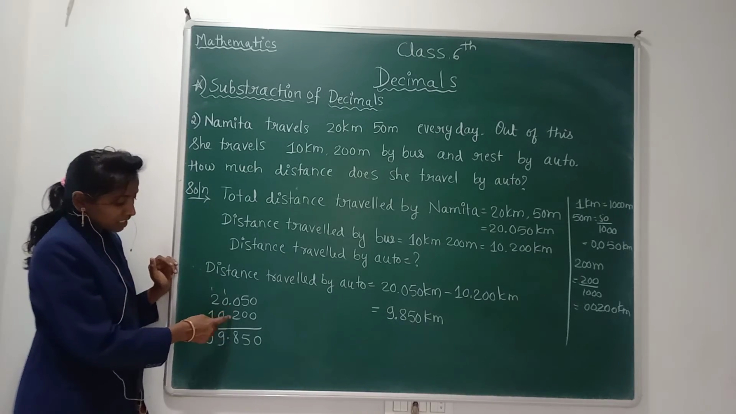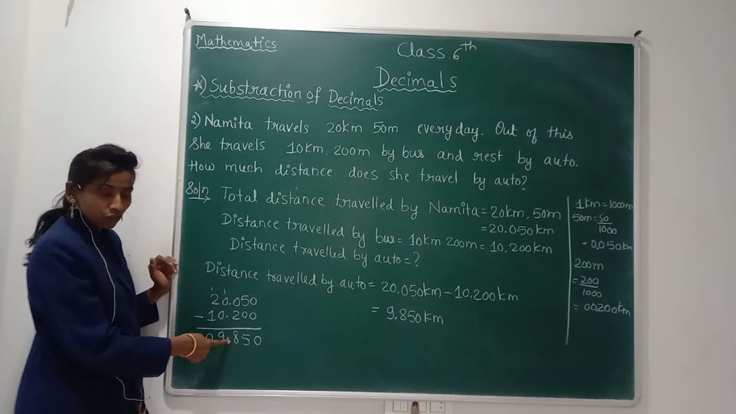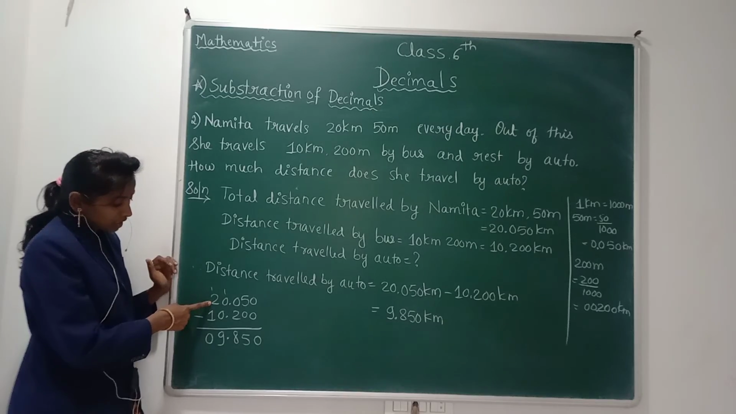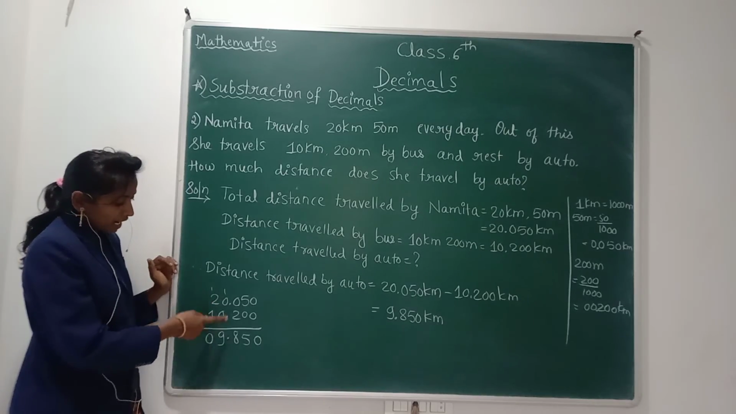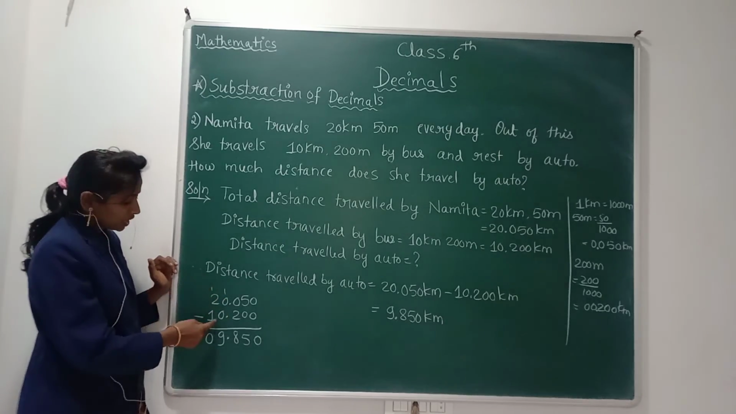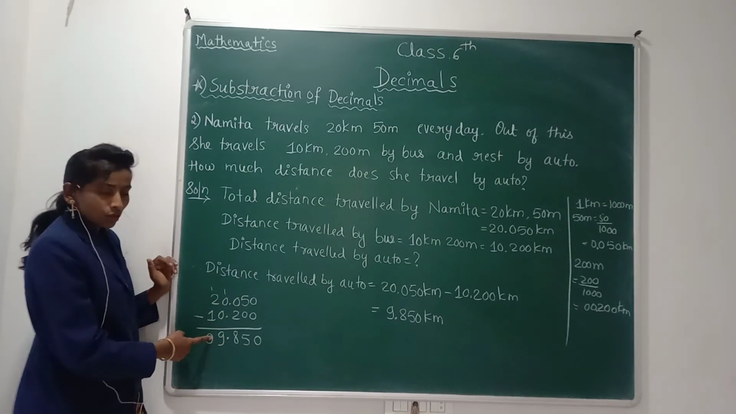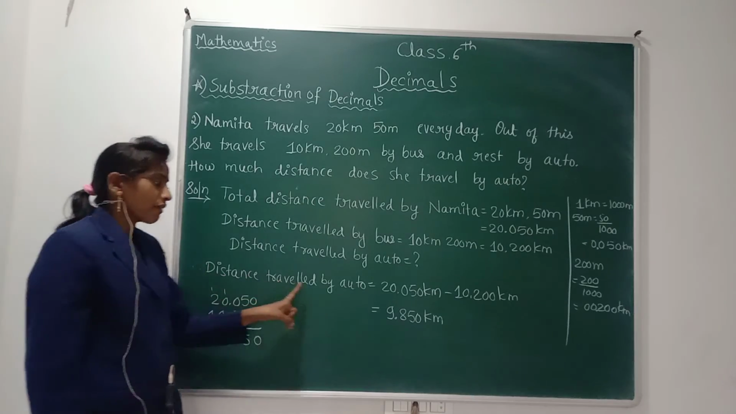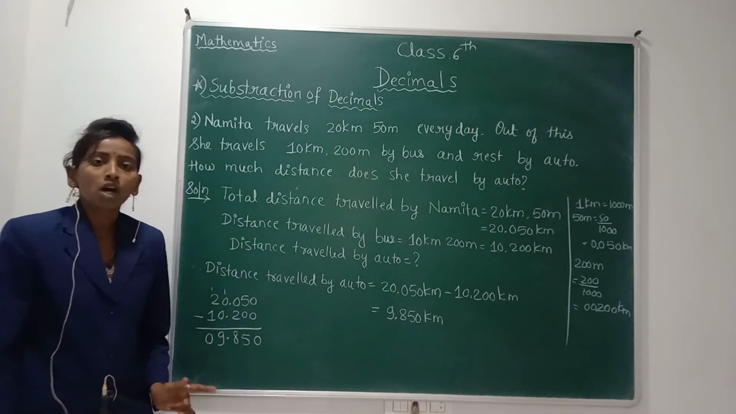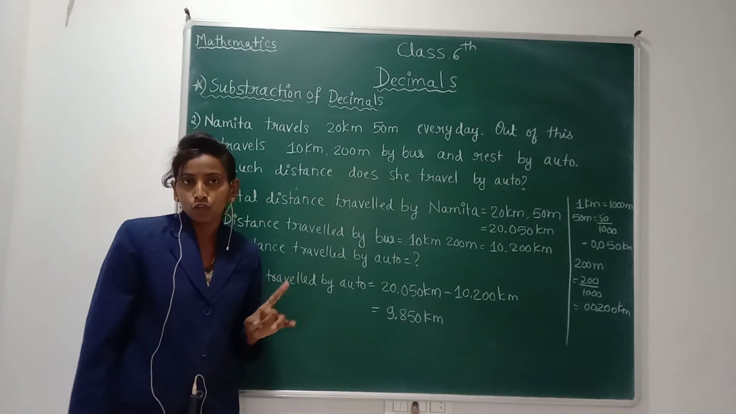So below the decimal point put the decimal point carefully, and see here we have 2, this one and this one carry. So 1 plus 1 become 2. So in 2 if you subtract these 2, so 0 you are getting. So distance traveled by auto is 9.850 kilometer.